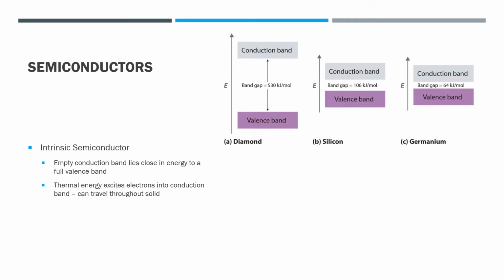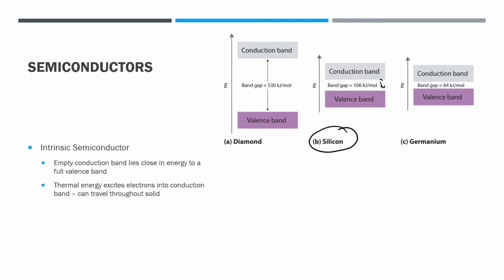So for example, if we look on this picture, we have diamond here, and you can see that we have this valence band and this conduction band, and we have a band gap. And diamond is not very conductive. It's more of an insulator than a semiconductor. But if I look at silicon, and this is like the classic example of a semiconductor, we have a much smaller band gap. And you can see that visually. Between the conduction and the valence band, it's only 106 kilojoules per mole rather than 530 kilojoules per mole.